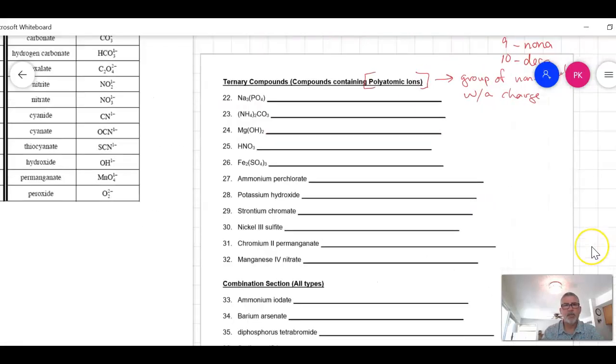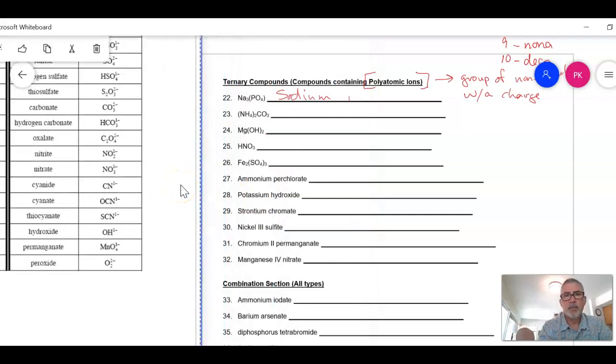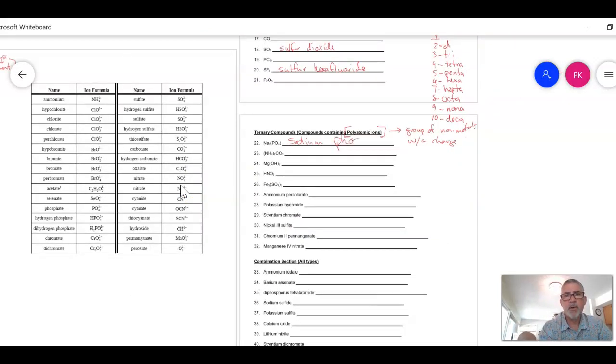All right, so the best thing to do is look at your polyatomic ion sheet. Remember that polyatomic ions generally end in "ate" and "ite." So same thing. The metal keeps its name, and the polyatomic ion keeps its name. So if you look at your periodic table, Na was sodium. And PO4, if I look down here, let's just find it. Oh, it's right there. So it's phosphate. Okay, so that's the way it works.